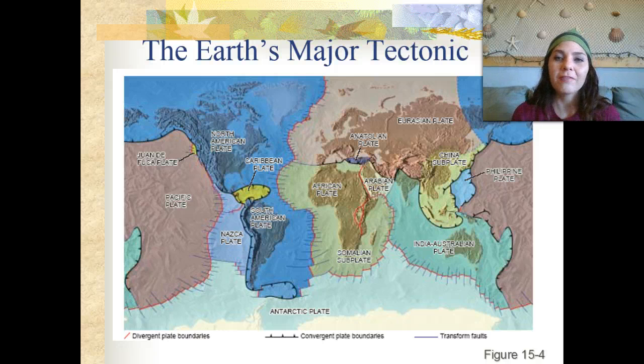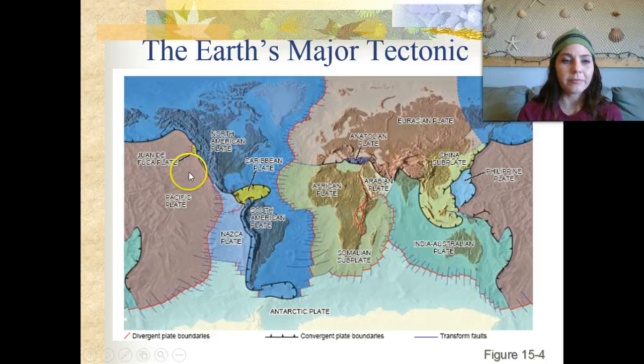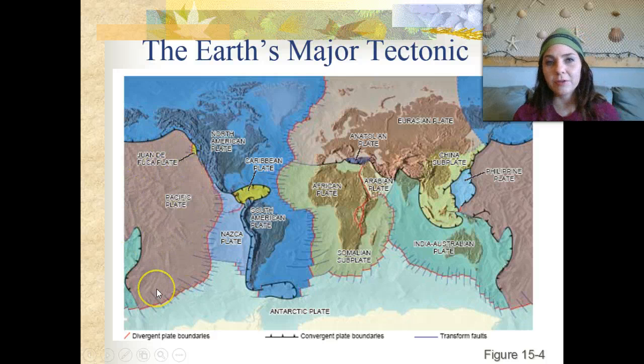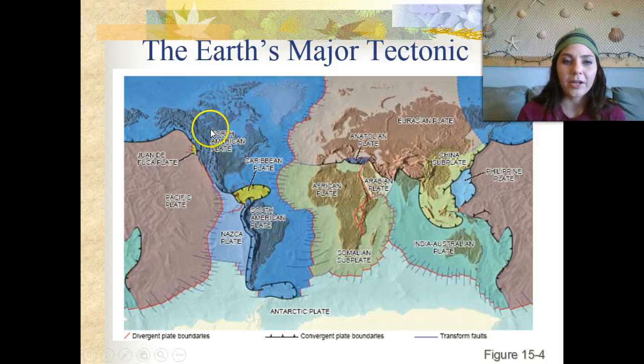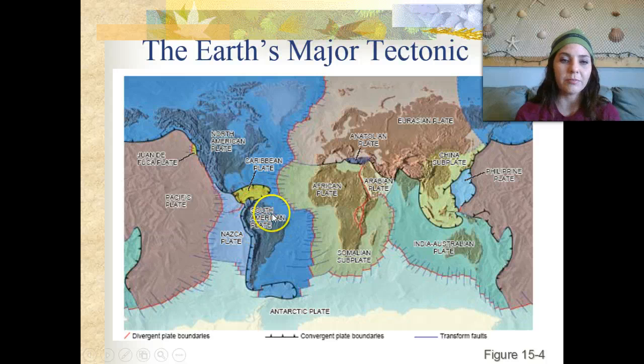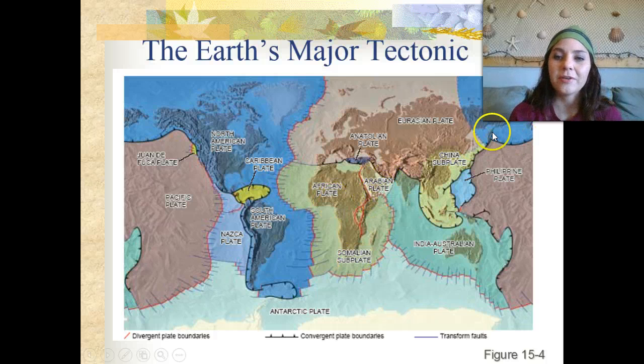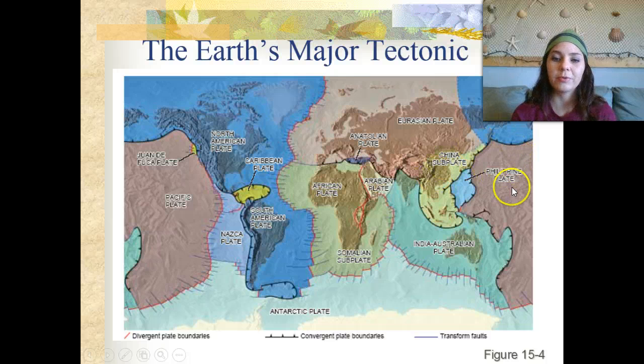All right, so we have major tectonic plates around the Earth. I wanted to make sure you guys knew these. You might want to write these down. So we have the Juan de Fuca plate, the Pacific plate, and the Pacific plate is also going to form that Pacific Ring of Fire. We have our North American plate, the Caribbean plate, our South American plate, the Nazca plate, the Antarctic plate. We have our Anatolian plate, the Eurasian plate, African plate, the Arabian plate, the Somalian plate. We also have our China subplate, the Philippine plate, and our Indian Australian plate.